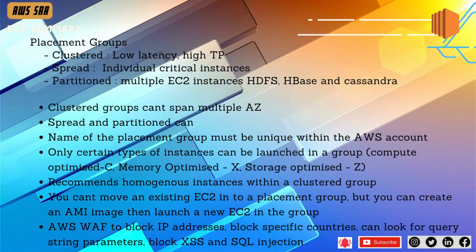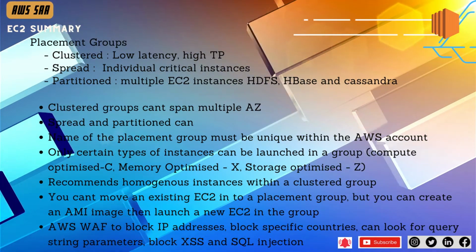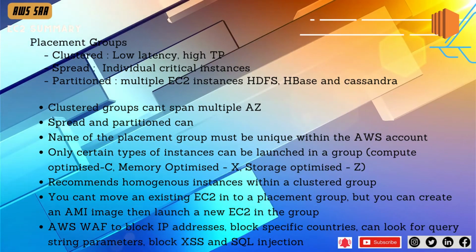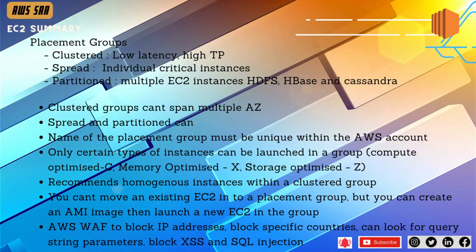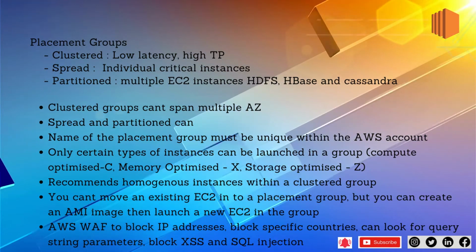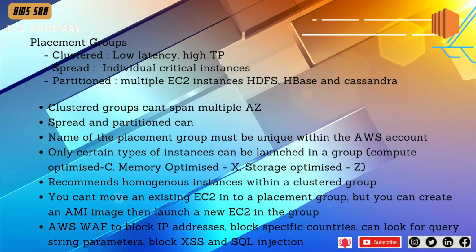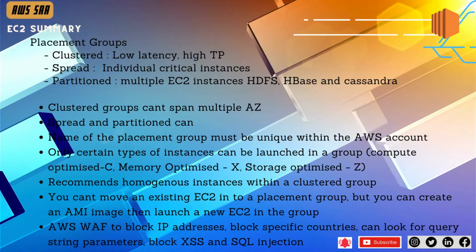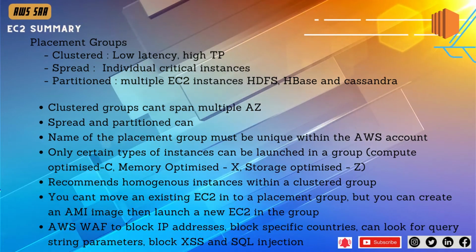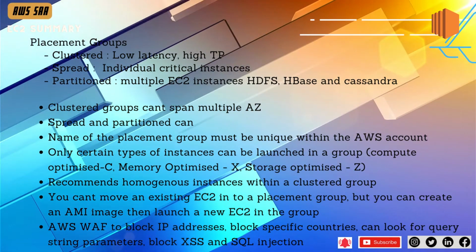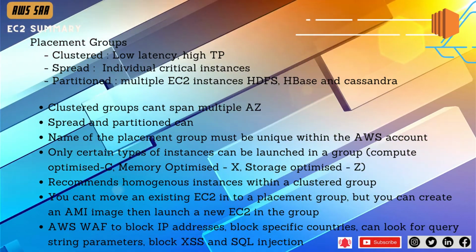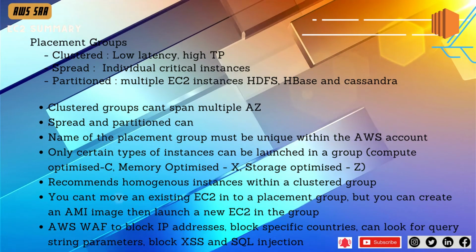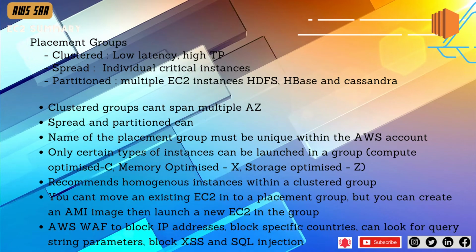The name of the placement group must be unique within the AWS account, and only certain types of instances can be launched in a group: compute optimized C type, memory optimized X type, storage optimized I type. AWS recommends homogeneous instances within a cluster group. You cannot move an existing EC2 instance into a placement group, but what you can do is create an AMI image and then launch a new EC2 instance into the group.